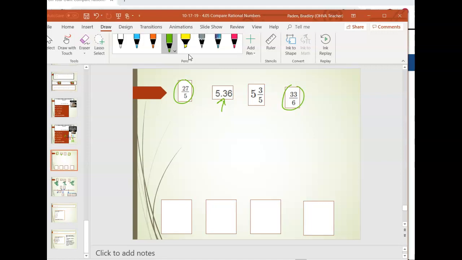But if you could turn that 27 over 5, if you just do 27 divided by 5, 5 fits into 20, 5, 10, 15, 20, 25. Fits in there 5 times. 5 times 5 is 25. Get a remainder of 2. Now, instead of writing this as 5 2/5, let's tack a 0 on here and get the decimal answer. How many times 5 fit into 20? Fits in there 4 times. So that is the same as 5.4, which is a little bit bigger than 5.36.